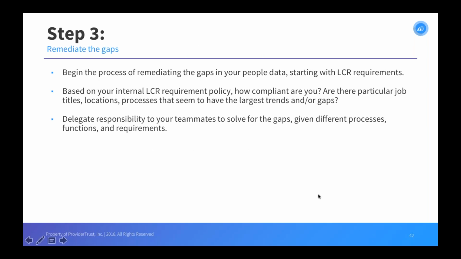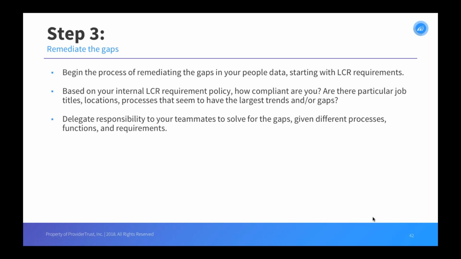Step 3 is to remediate the gaps. It's to begin the process of starting this, and really specifically, it's how do you start with LCR requirements? So what are the things you need, and then how do you solve that gap? Based on your internal requirement policy, how compliant are you? What is that percent? What we typically see is about 30%. What's it for your organization, and how do you put a number to that in terms of risk?